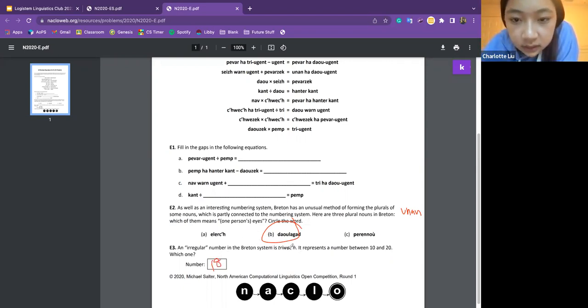Because, well, first of all, I can tell from the first section, they have all of the single digit numbers except for 8. So it might imply that 8 is a special case. And then also we have tri, which means 3. And this ending, which is shown here, is 6. So since 3 times 6 equals 18, 18 is this irregular number.